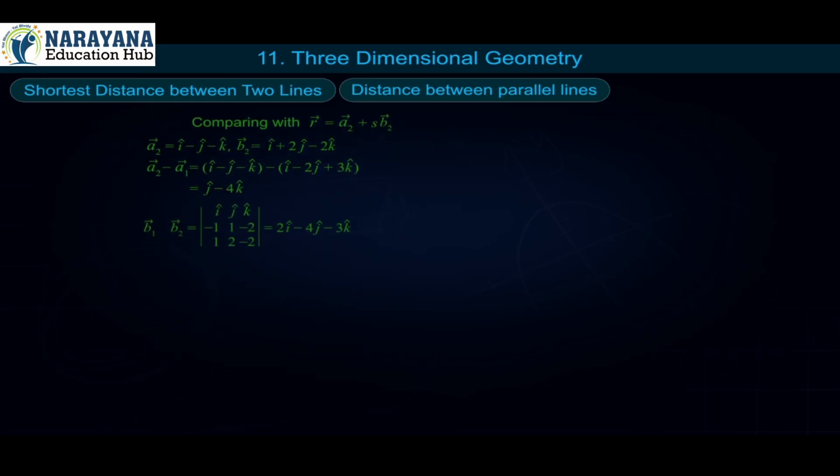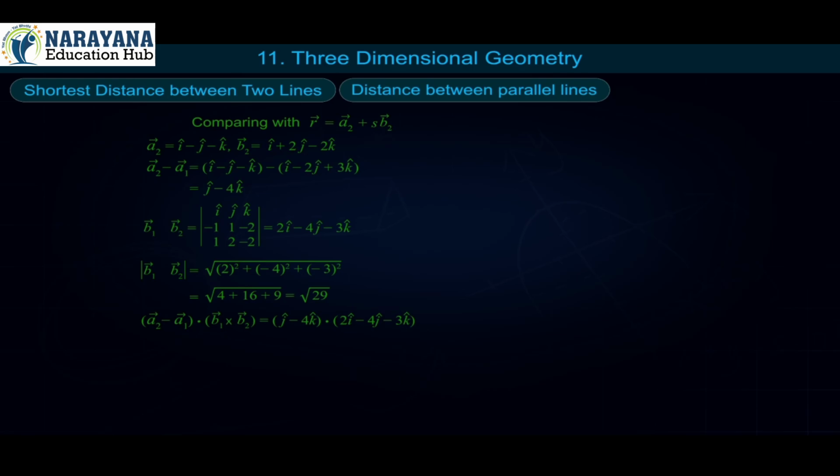Vector b1 cross vector b2 is equal to the determinant of i cap, j cap, k cap; minus 1, 1, minus 2; 1, 2, minus 2, which is equal to 2i cap minus 4j cap minus 3k cap. Modulus of vector b1 cross vector b2 is equal to square root of 2 square plus minus 4 square plus minus 3 square, which is equal to square root of 4 plus 16 plus 9, which is equal to square root of 29.